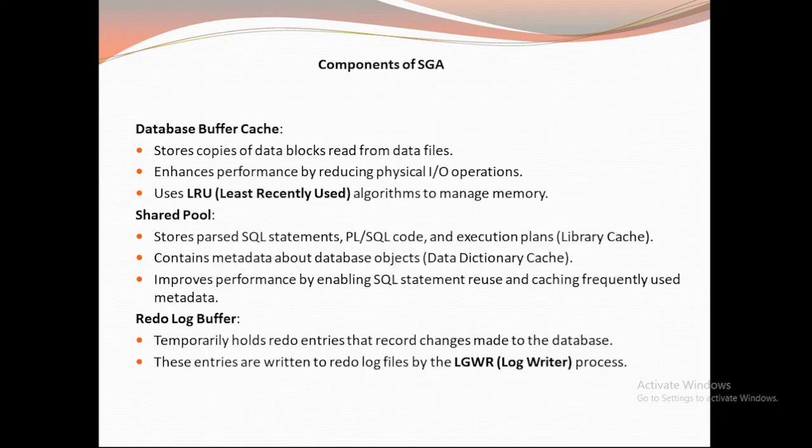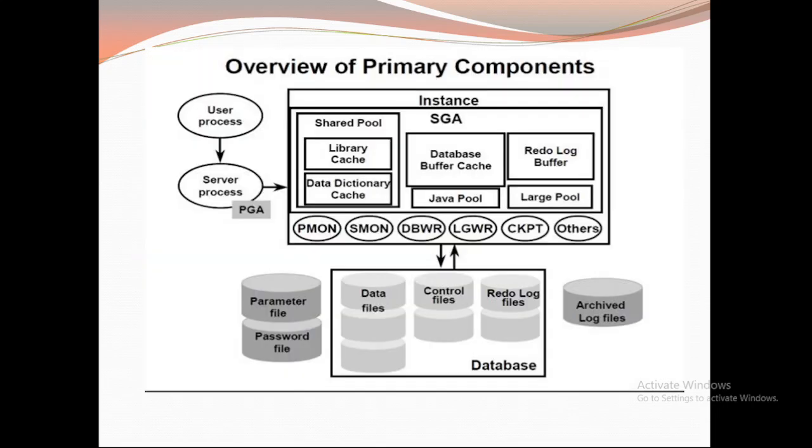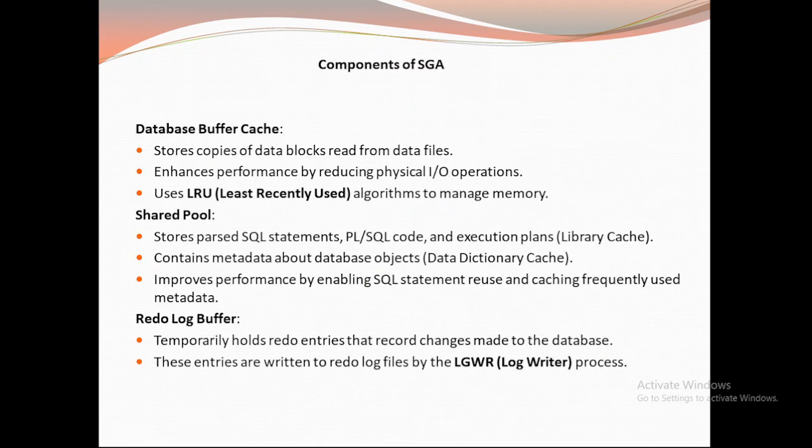So what are the components of the SGA? We already saw these are the components of the System Global Area, and we'll be discussing all of them in detail. First is the database buffer cache, which stores copies of data blocks. We'll be discussing all these in detail in our next videos, but I'm just giving a brief about what these are.